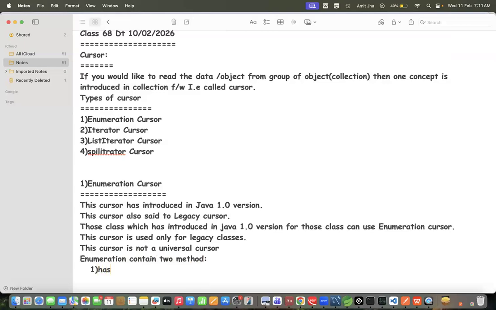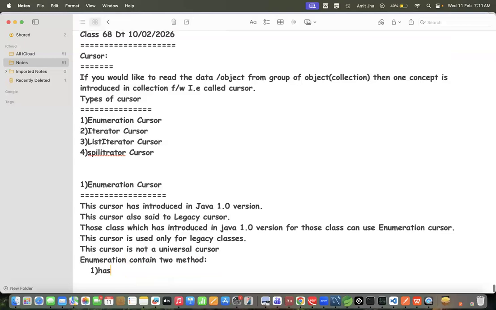We are not using this Enumeration cursor in our implementation as of now, but you should know it. If somebody asks what you mean by cursor or how many types of cursors there are, at that time you should not be confused. For that purpose you need to understand this concept, and by this you will get more confident.